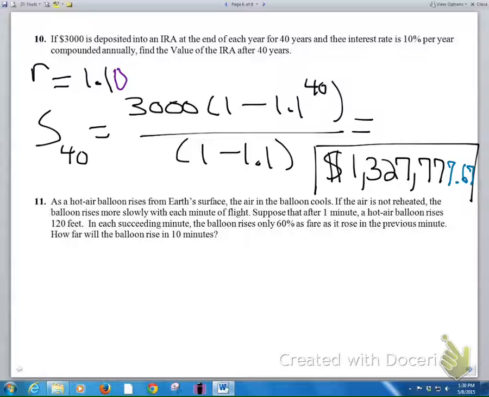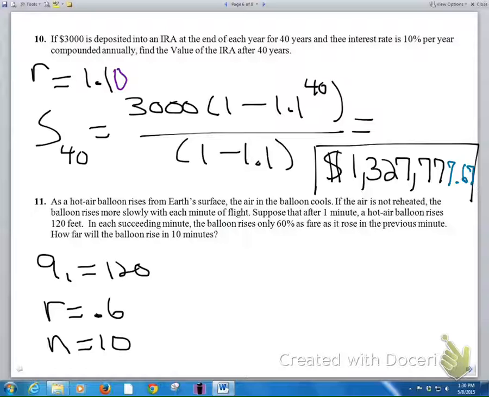Okay, number 11. As a hot air balloon rises from Earth's surface, the air in the balloon cools. If the air is not reheated, the balloon rises more slowly with each minute of flight. Suppose that after 1 minute, a hot air balloon rises 120 feet. In each successive minute, it rises only 60%. So this one, r is 0.6. Because it's rising less and less each time, not more and more each time.